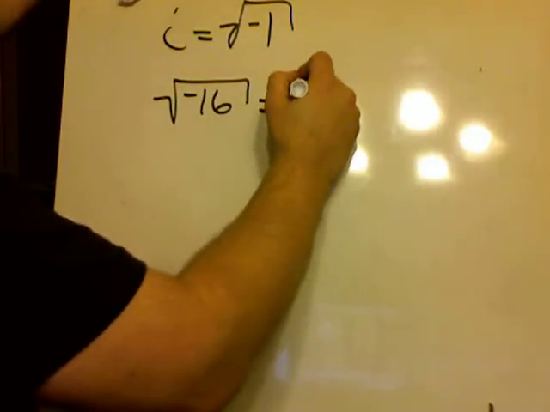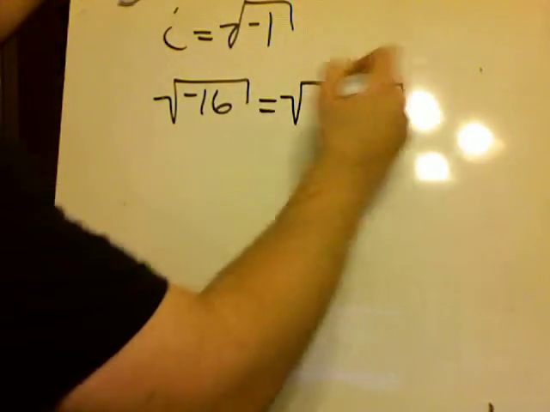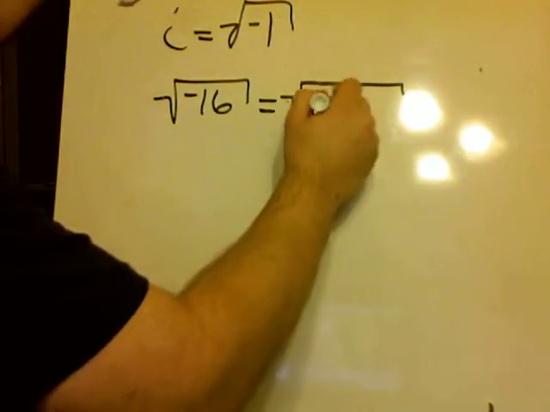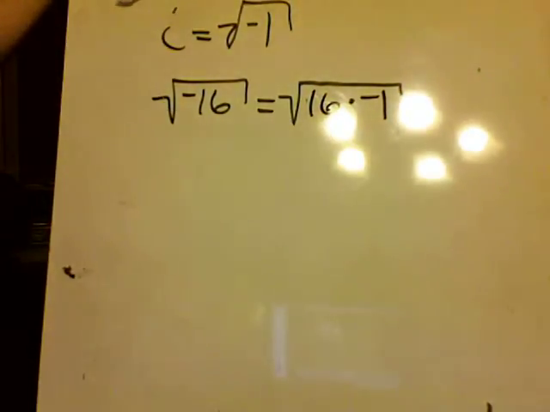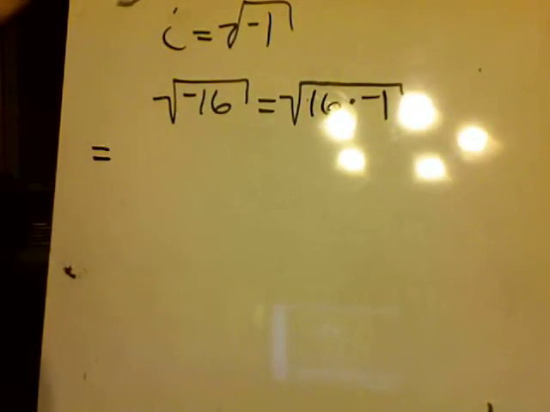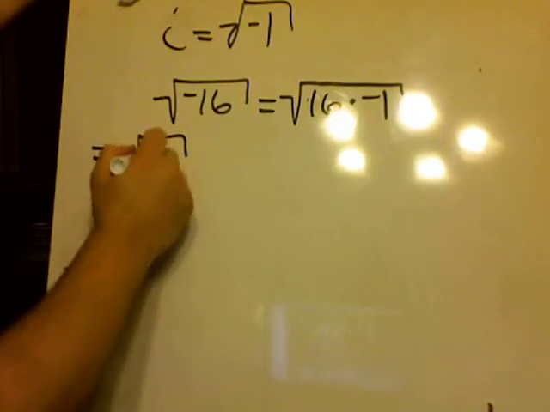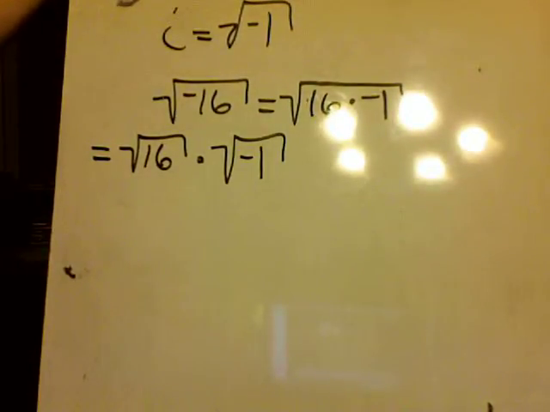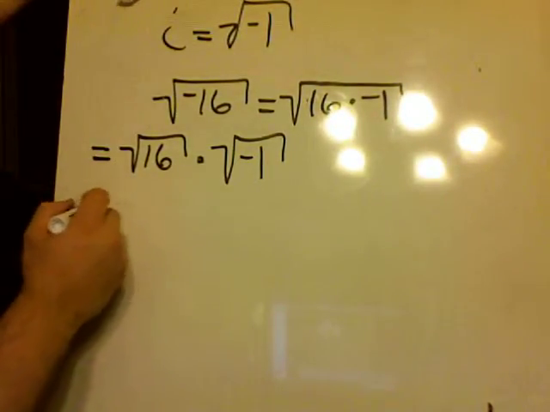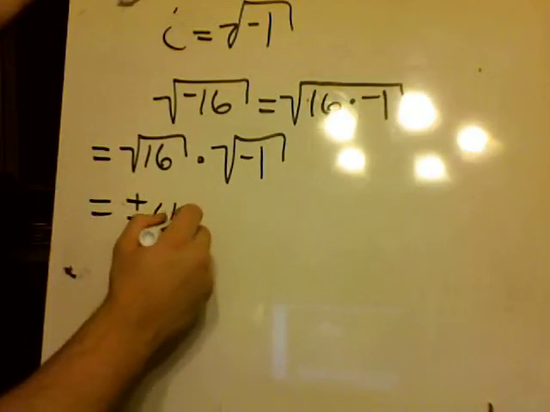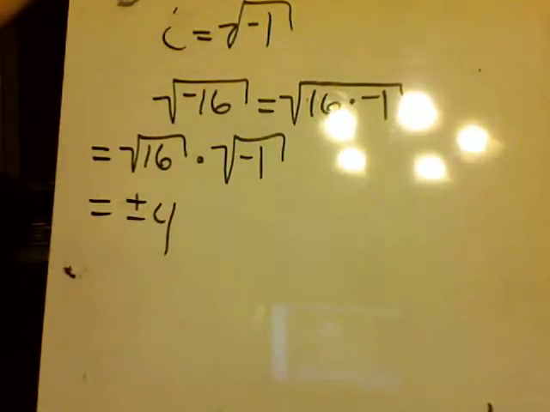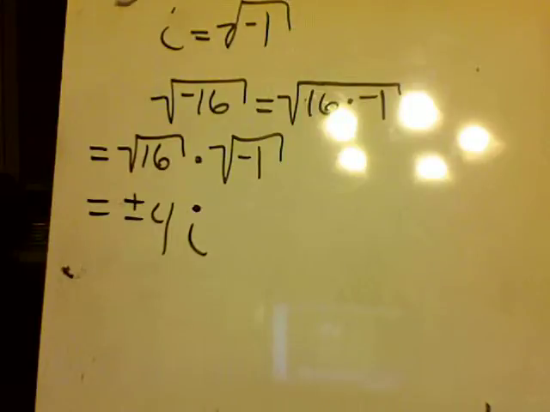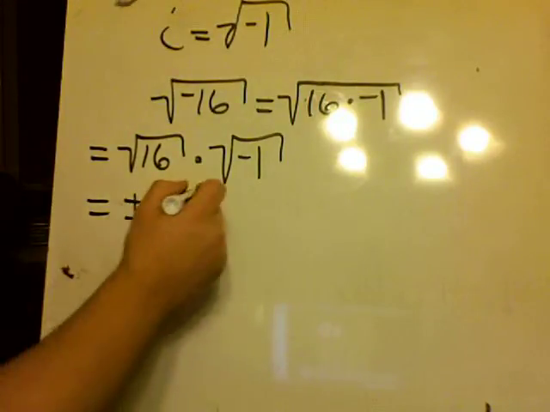I can rewrite it using a rule that we learned, as the square root of 16 times negative 1, which I can rewrite as the square root of 16 times the square root of negative 1. Well, what's the square root of 16? I hope you said plus or minus 4 times the square root of negative 1, which is an i. So the square root of negative 16 is equal to plus or minus 4i.